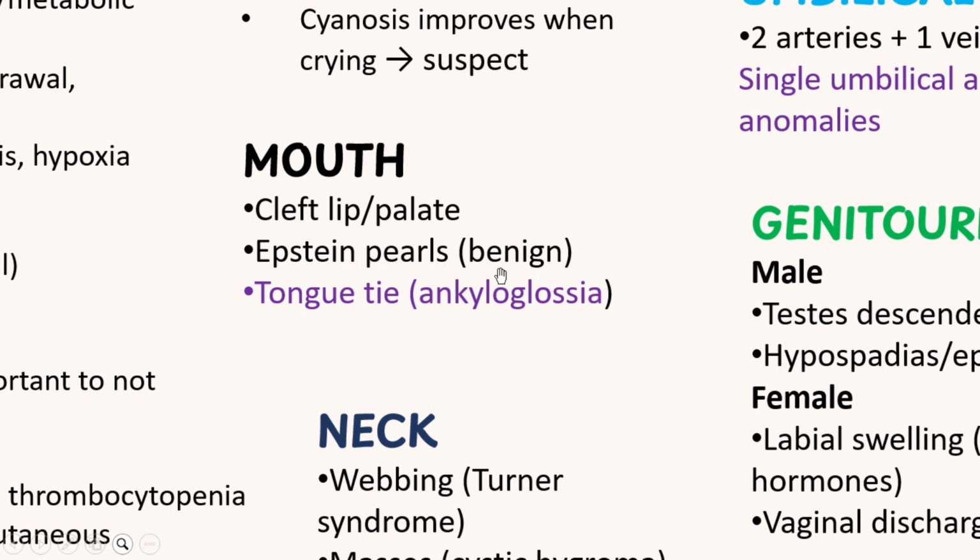Then the Epstein pearls, and these are benign. And then the tongue tie, which is called ankyloglossia, and this one is going to affect the way they breastfeed. They're going to be making sounds while breastfeeding, and this is because of the way the tongue is held down and impeding the suction.